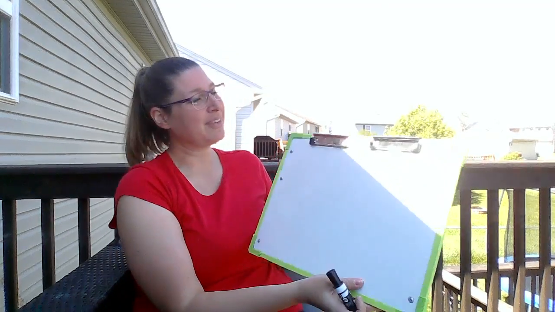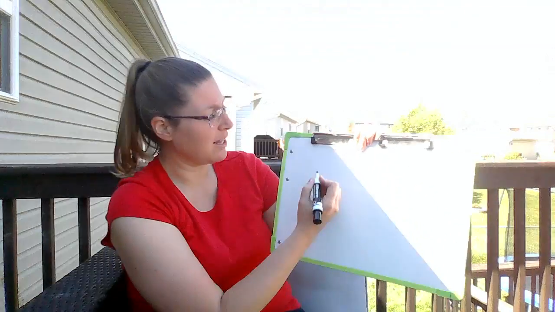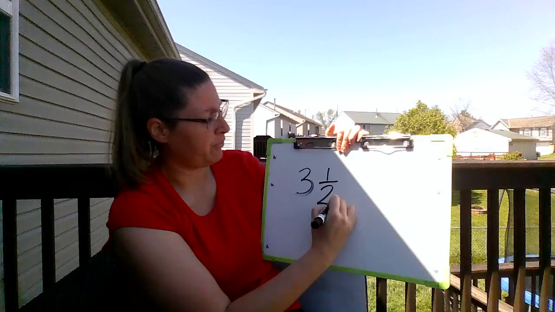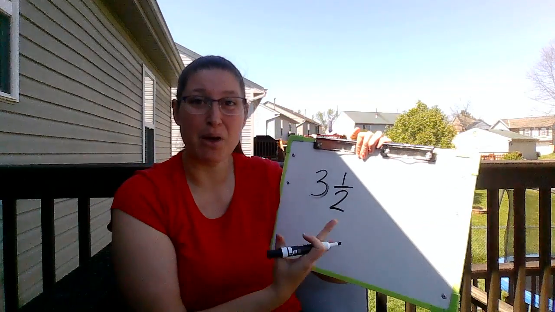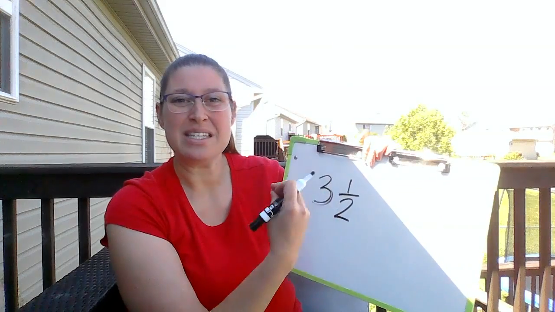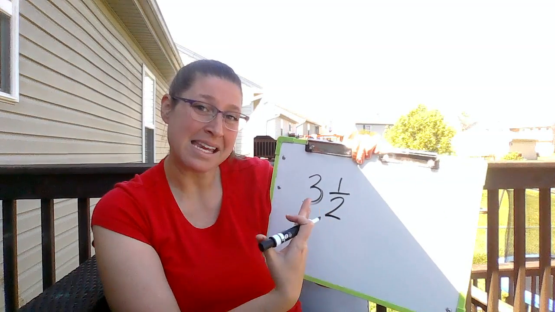So what's a mixed number? A mixed number is anything that's a fraction and a whole number combined. So let's look at 3 and 1/2. It's called a mixed number because I have both: I have whole numbers and fractions. So if I want to get this into a single fraction, what do I have to do? And what does it mean?